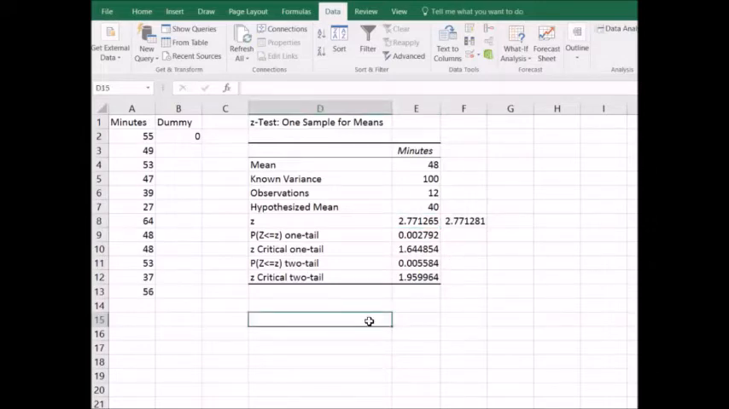This video demonstrated how to use Excel's data analysis two-sample z-test to conduct a one-sample z-test when population standard deviation is known.